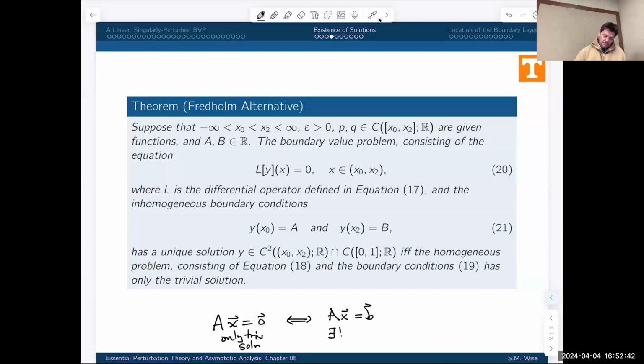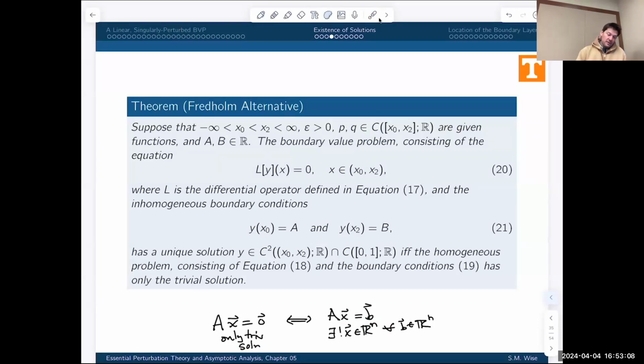There exists a unique X in Rn for every B in Rn. That's the math way of saying that. There exists a unique X in Rn for all B in Rn solving this if and only if this has only the trivial solution. Okay, it's exactly analogous to that.